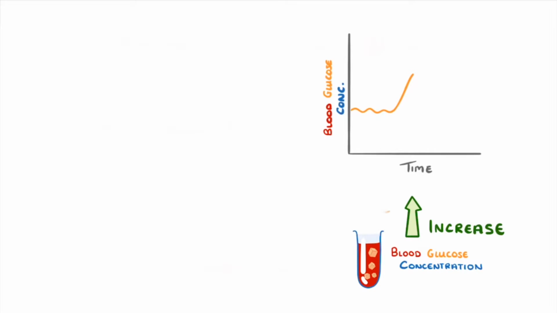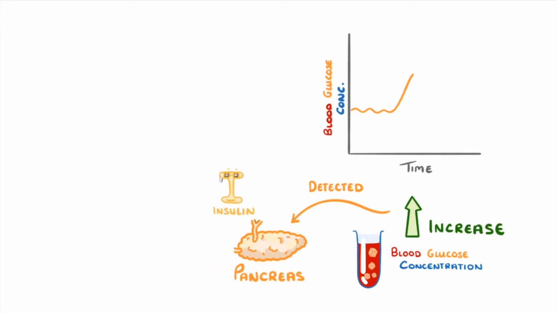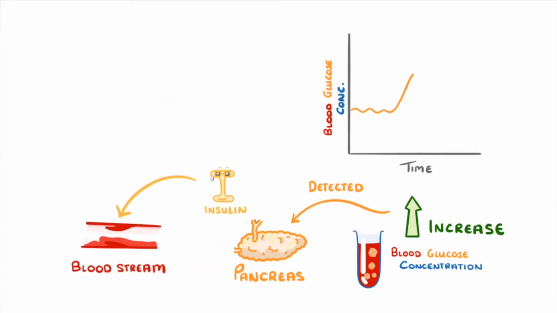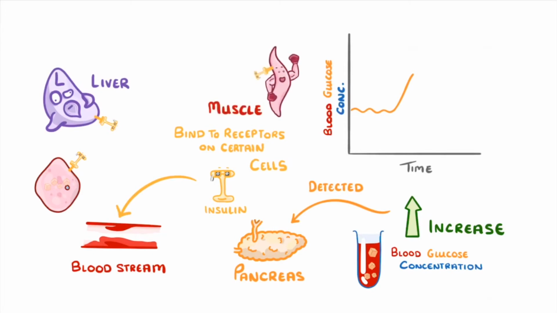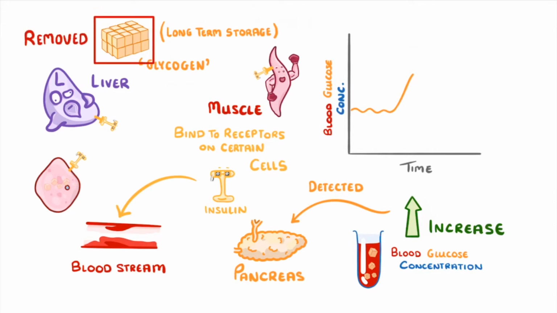This rise in glucose levels will be detected by your pancreas, which is an organ that sits just behind the stomach, and in response, it will release a hormone called insulin into your bloodstream. As it's travelling around the body, the insulin will bind to receptors on certain cells, which tells those cells to take in some of the glucose that's floating around in your blood. This happens in loads of different cells, but most important are liver and muscle cells. These two take up lots of the extra glucose molecules and combine them together to form glycogen, which is basically a long-term storage form of glucose. And so because all of this glucose is being removed from the blood, glucose concentration is going to decrease. Looking back at our graph, we can see this as the glucose concentration falling back to the normal level.